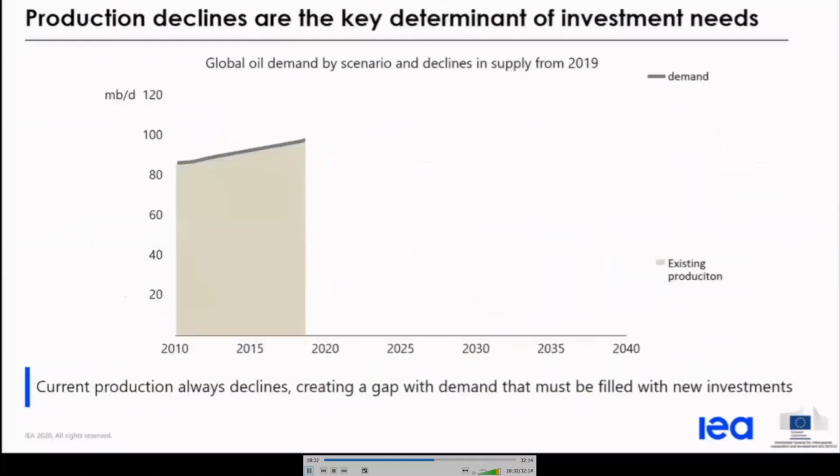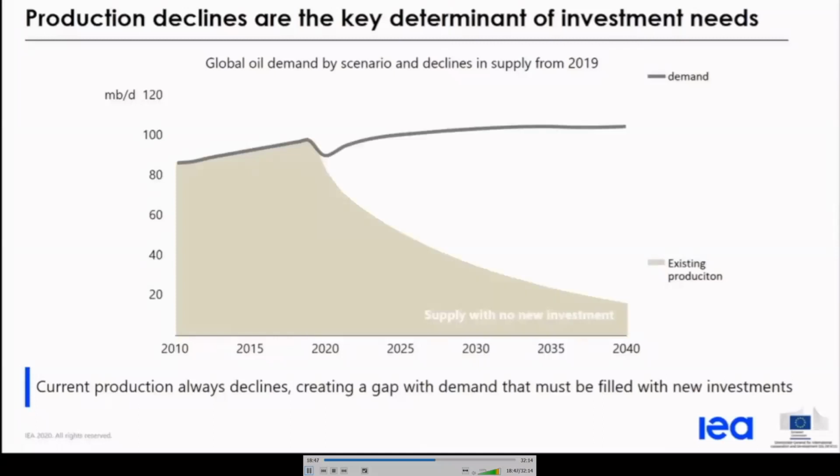Production declines are the key determinant for future investment needs. Here, we see the historical global oil demand going up to 2018. So we're just shy of 100 million barrels. Moving to the future, if we do not further invest and just look at the declines from existing fields, you can see that there's still significant oil supply going out into the future for the next 2 decades.